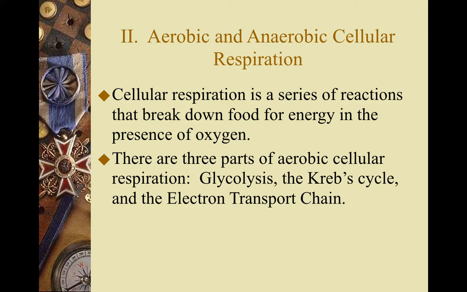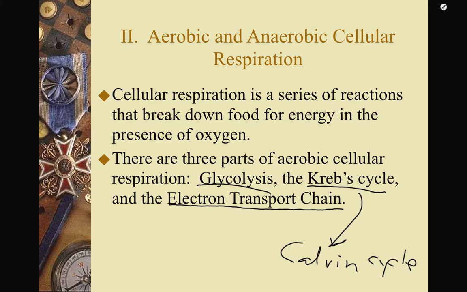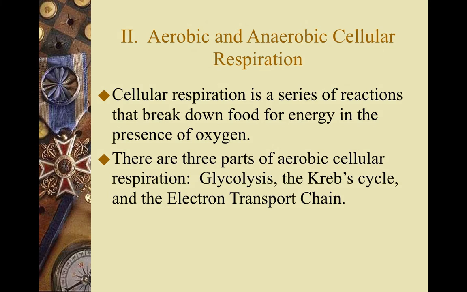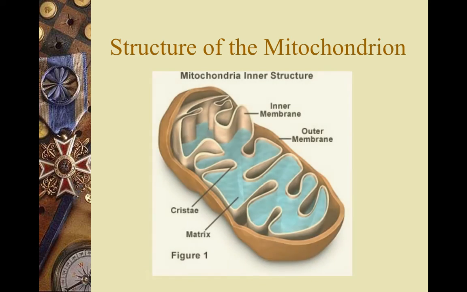Okay. There are three parts: glycolysis, Krebs cycle, and the electron transport chain. Sometimes the Krebs cycle is also called Calvin cycle. Okay? I'm sorry. Citric acid cycle. All right, some Krebs cycle is called citric acid cycle. And these three stages occur partly in the mitochondrion and partly in the cytoplasm.